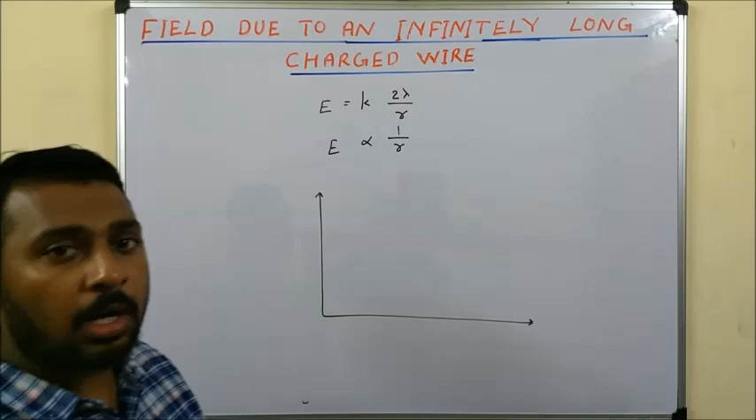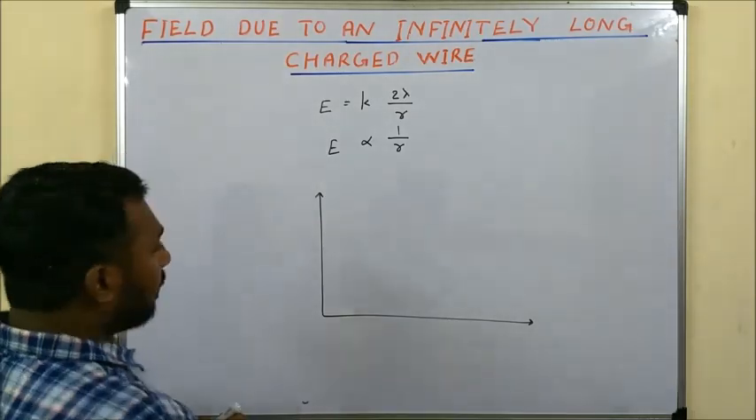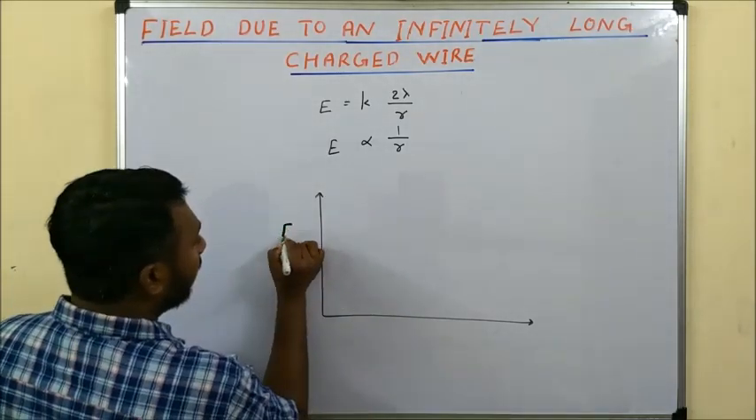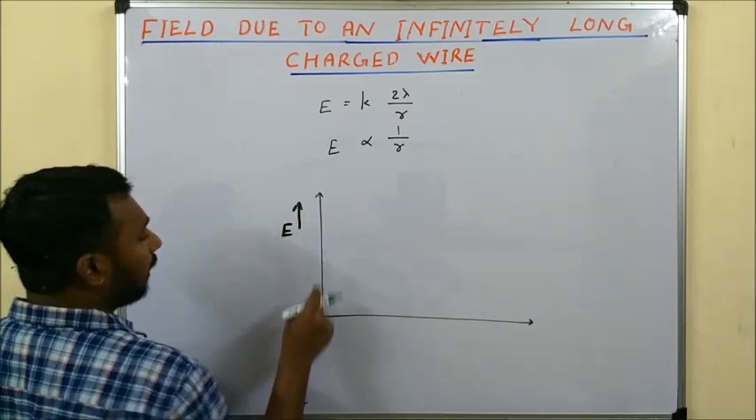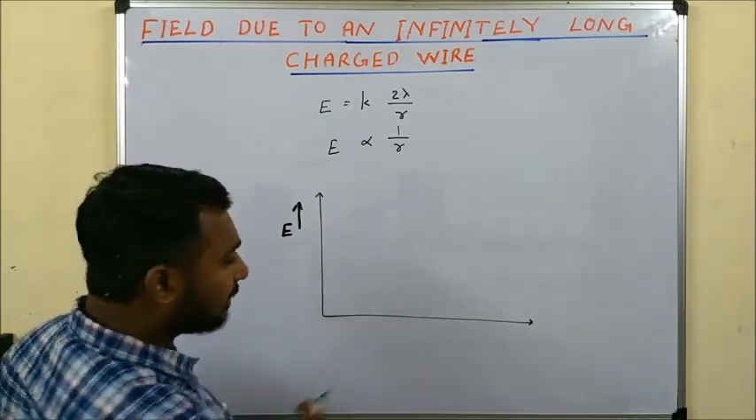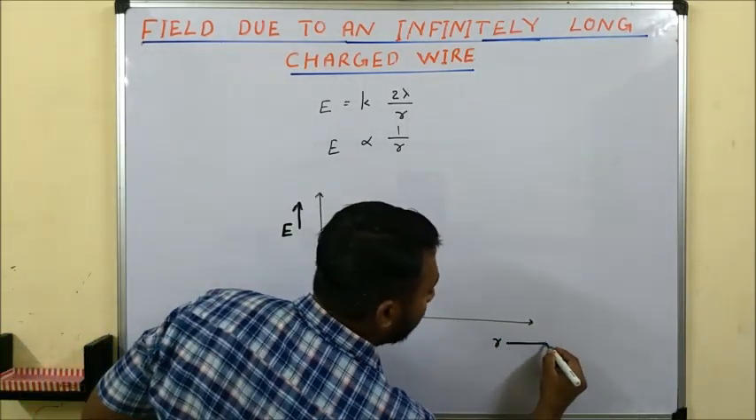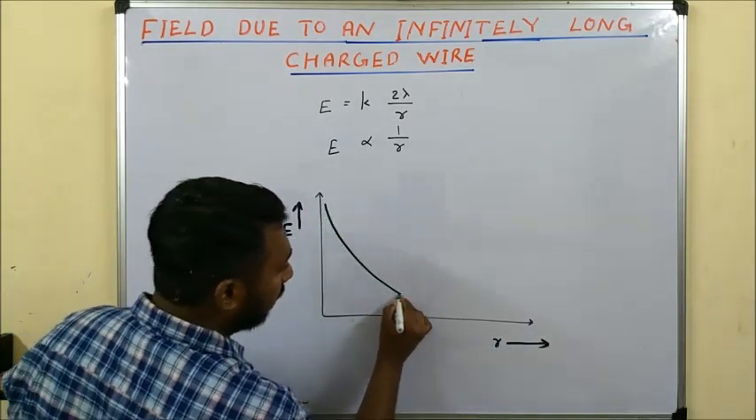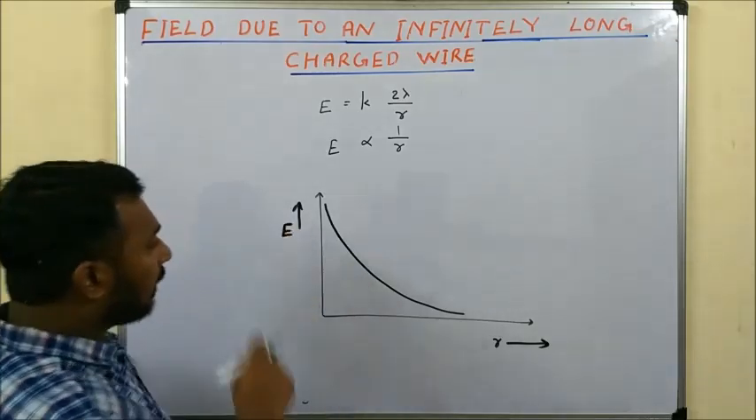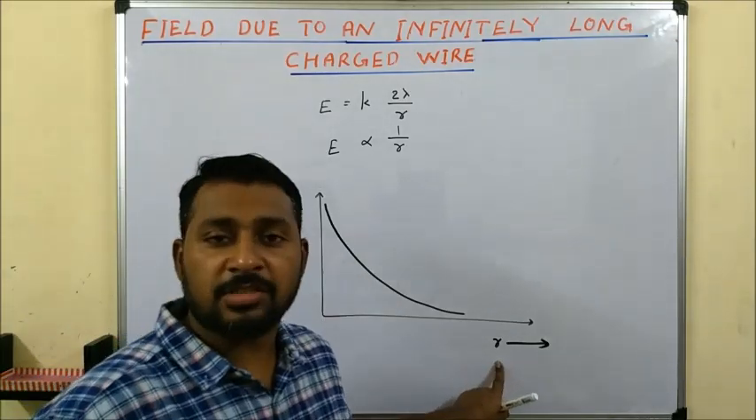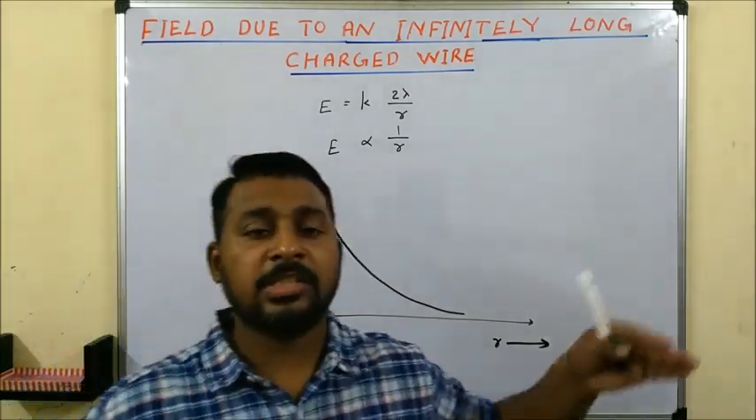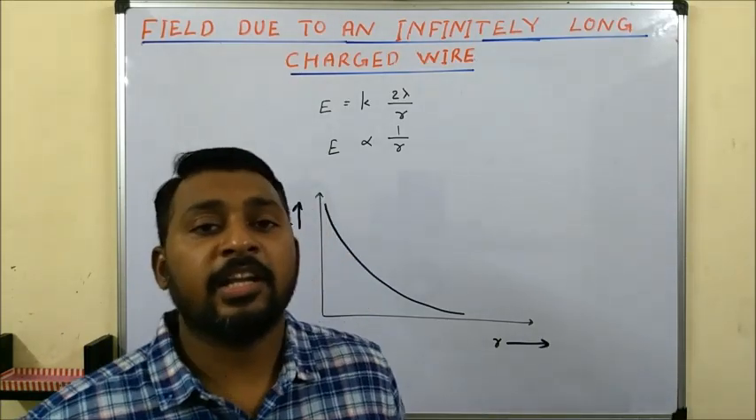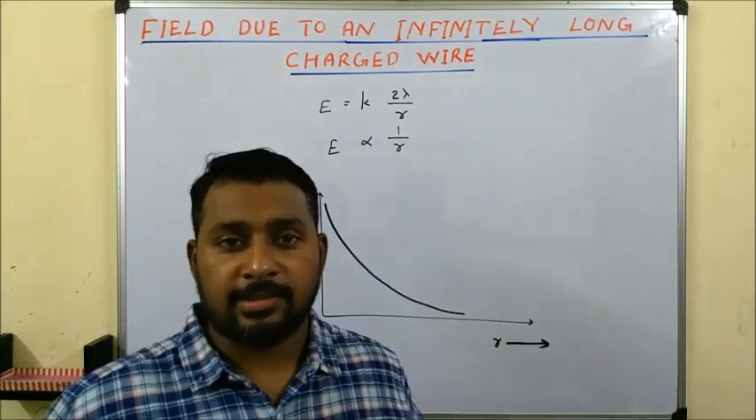That means if you plot a graph with the electric field along the y-axis and R along the x-axis, the graph will be this. It means the electric field and the distance are inversely proportional. That means when the distance increases, the electric field intensity gradually decreases.